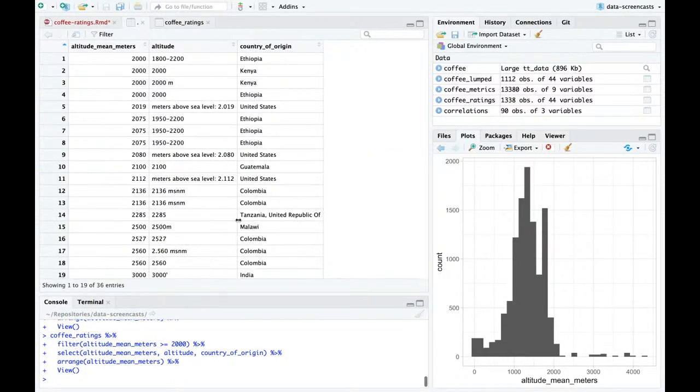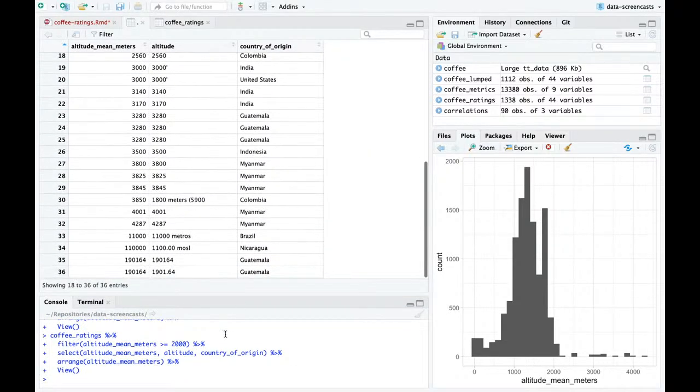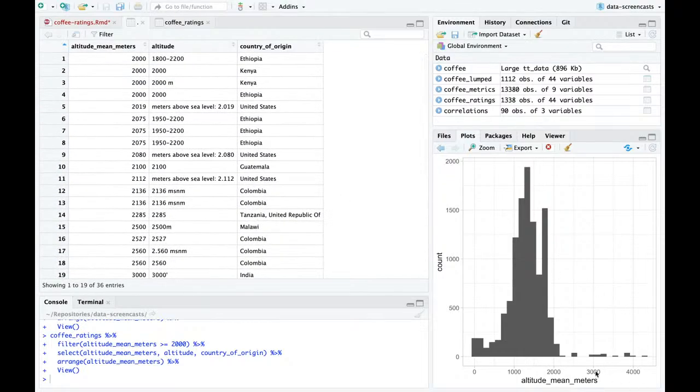Of origin. Many of them are Myanmar, Indonesia. Is it plausible? It's plausible. I'm going to say less than, like, I don't know, 3,000.